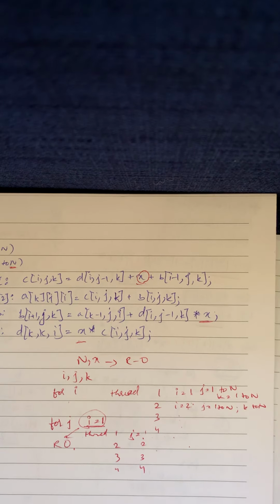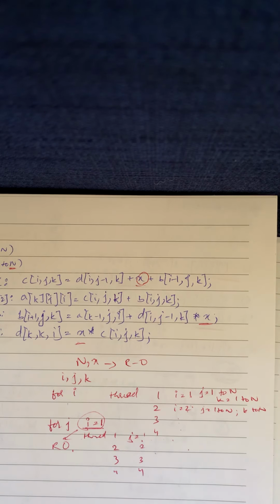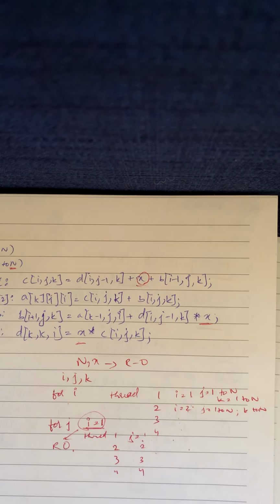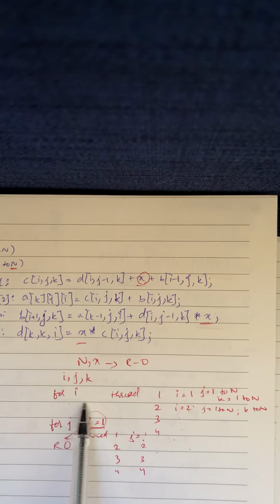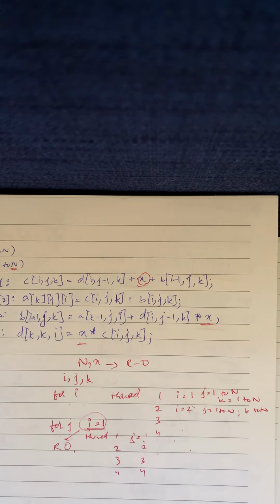And in each case, the loop variables are easily privatizable, right? So for i, j, k will be privatizable. For j, k will be privatizable, and i will be shared and read-only. And for k, j and i are read-only and shared, and k is privatizable.